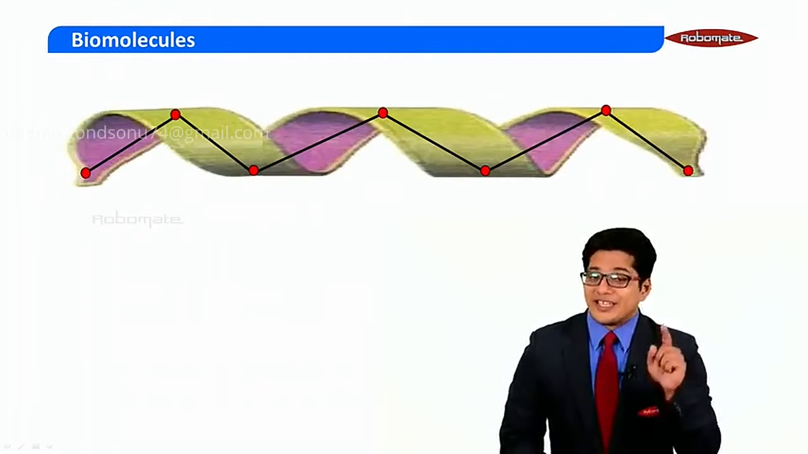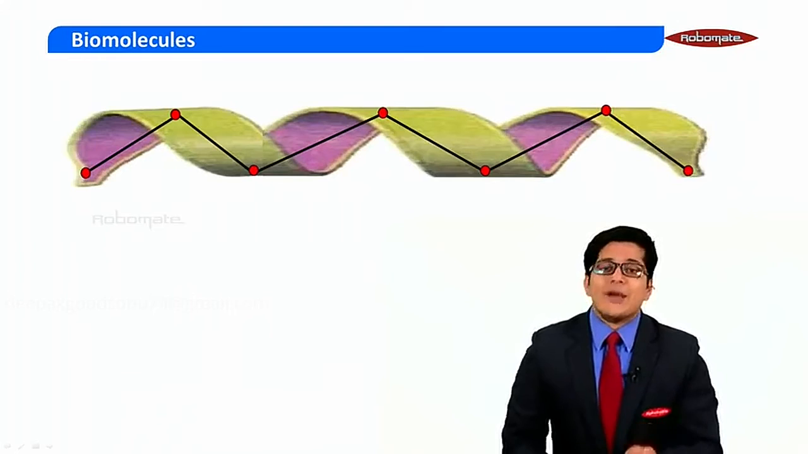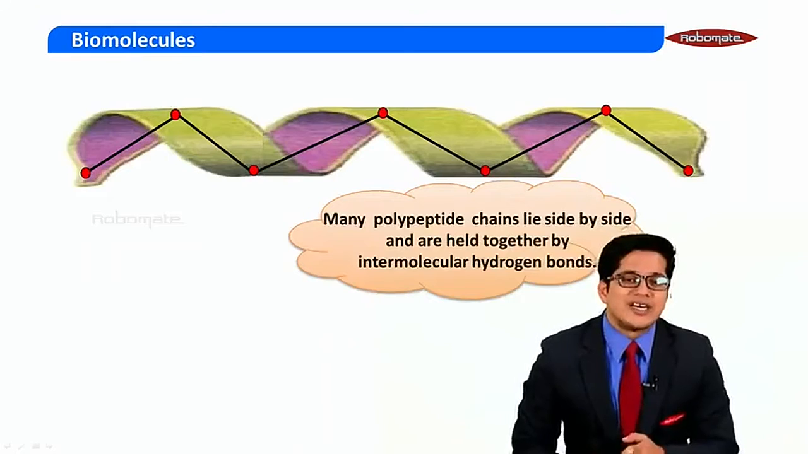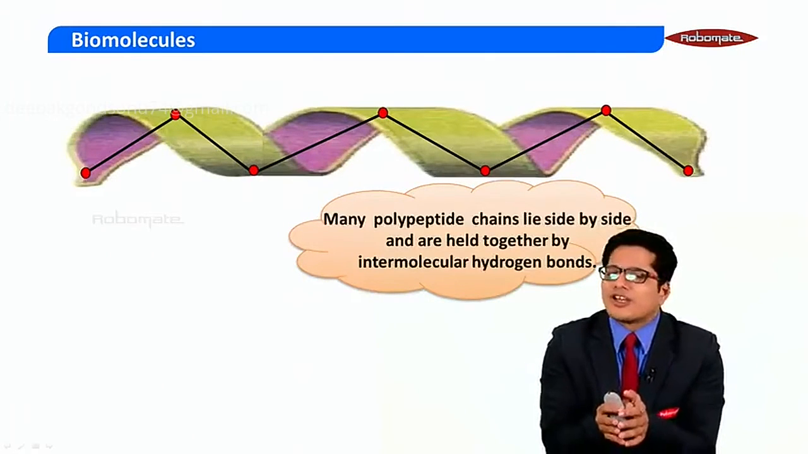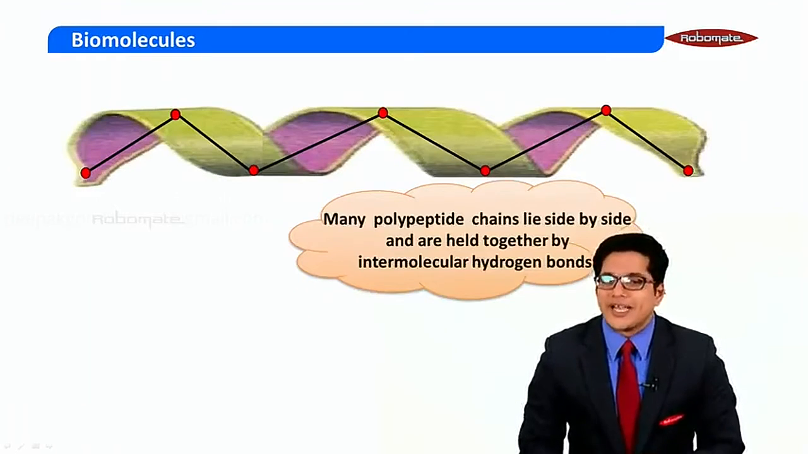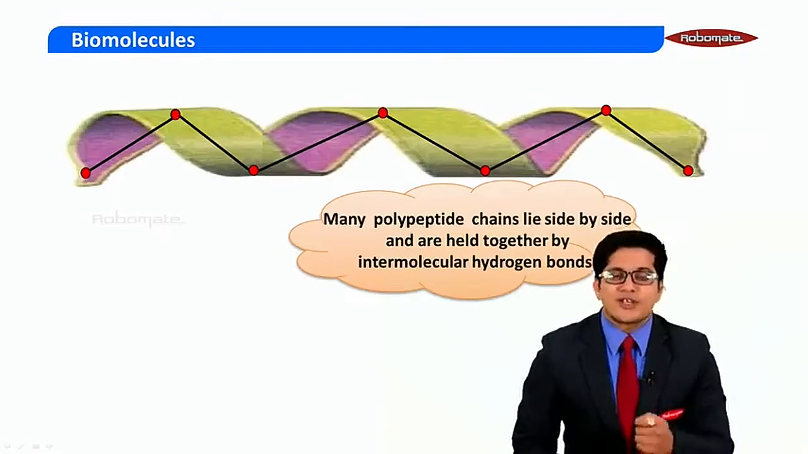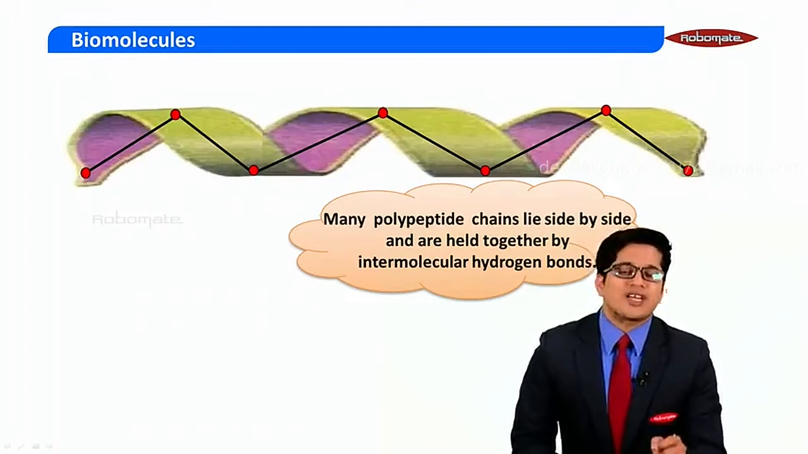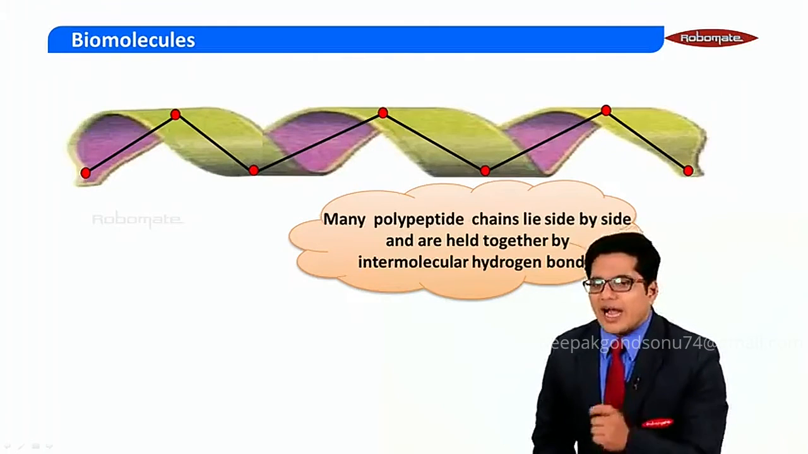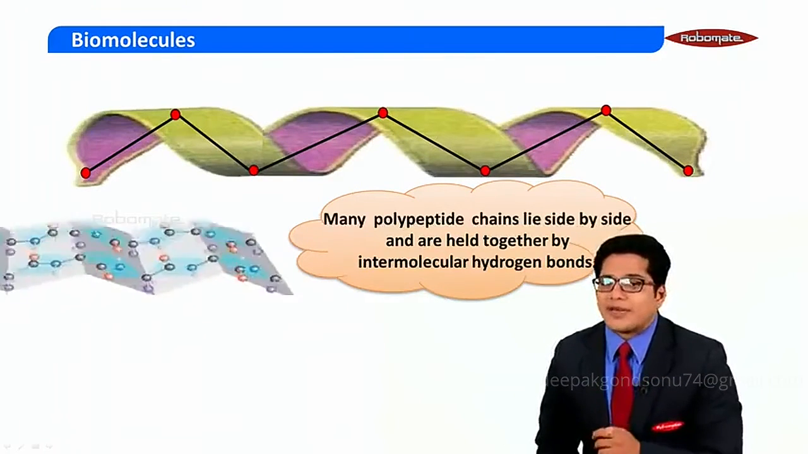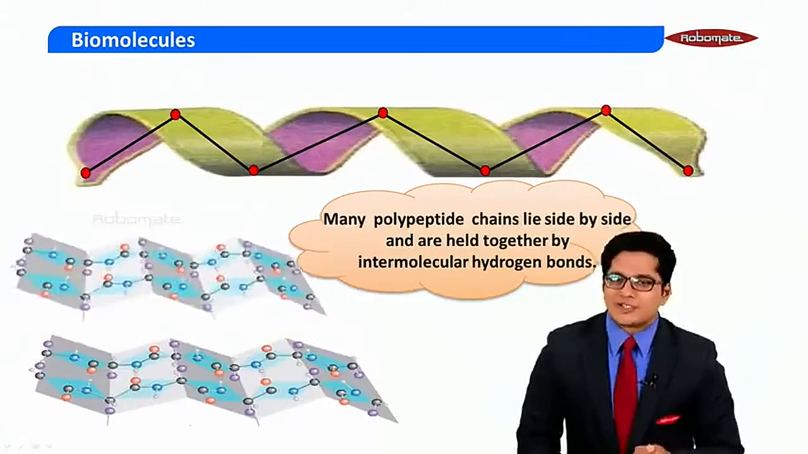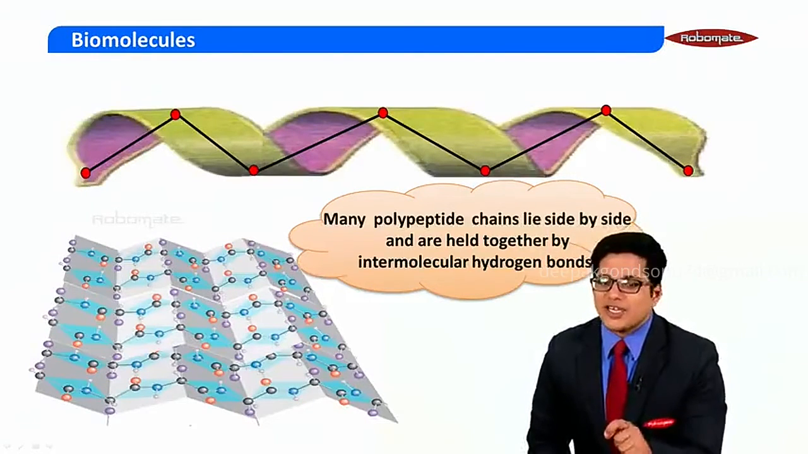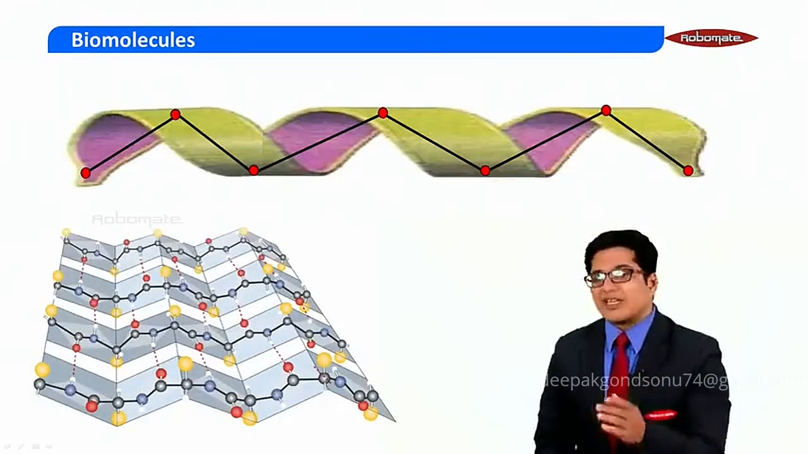Now, if this is one chain, imagine many such chains coming together, lying side by side onto each other, and they are held together by intermolecular forces of bonding. That is, might be hydrogen bonds or van der Waals forces of attraction. Thus, it would result in a structure something like this. Let's see, I have all the chains now collaborating with one another. So I get a structure something like a roof.